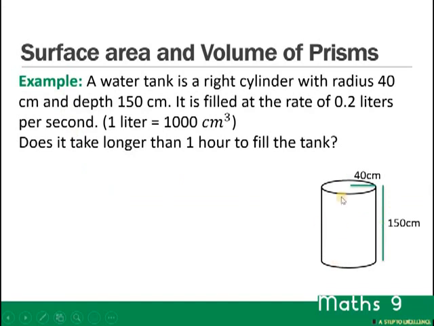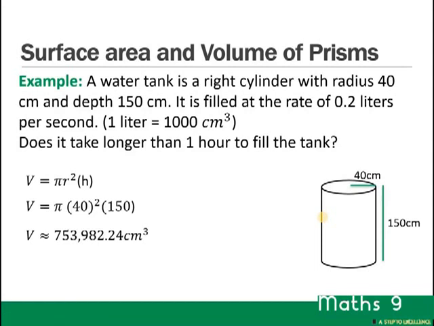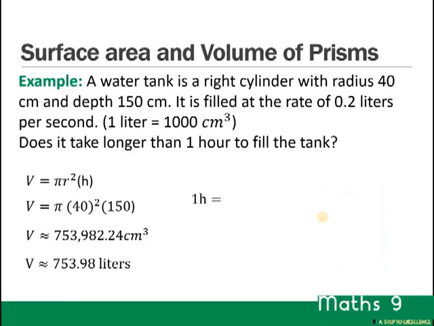We're interested in the amount of water inside the tank, so we want to find the volume of this cylinder. The volume is pi r squared times h, which is pi times 40 squared times 150, which is 753,982.24 centimetres cubed, which is approximately 753.98 litres. Now let's have a look at how much water we can get into the tank in 1 hour.